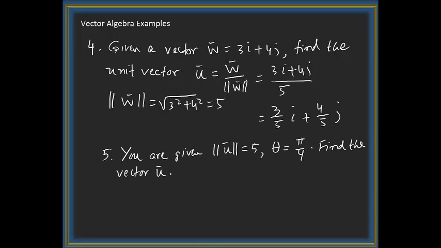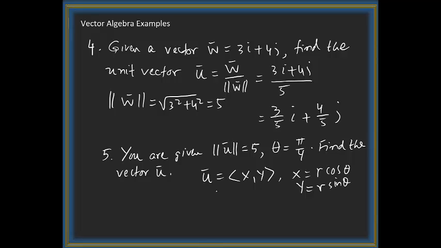So we'll take another example. We are given that the magnitude of a vector U is 5 and the angle is pi over 4. We need to find the vector. We have seen in our first video that any vector U is actually (x, y), where x equals r cosine theta and y equals r sine theta. So what is our r? R is the magnitude, which is 5 in this case.